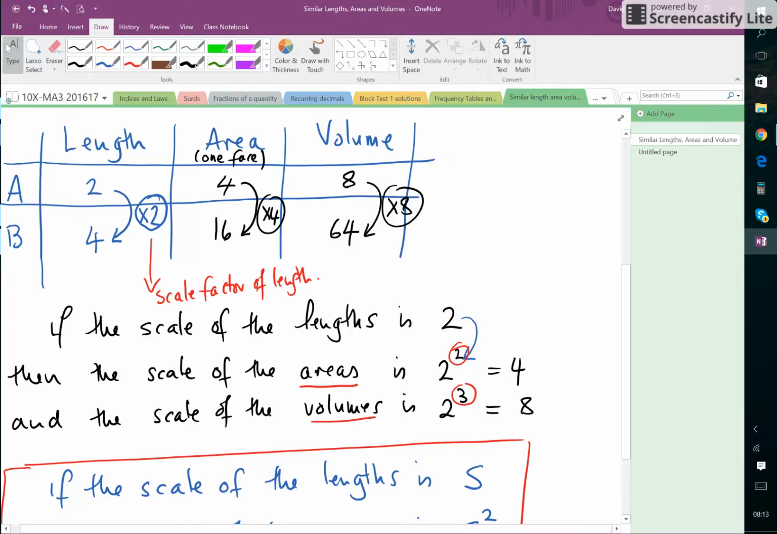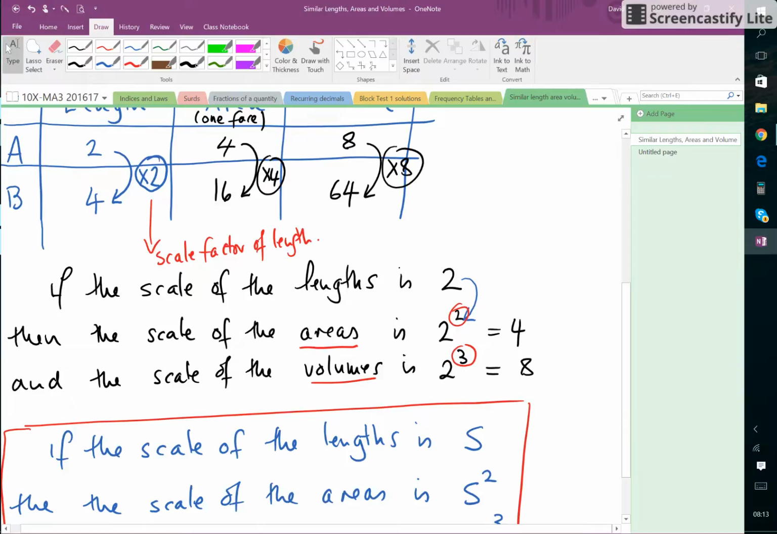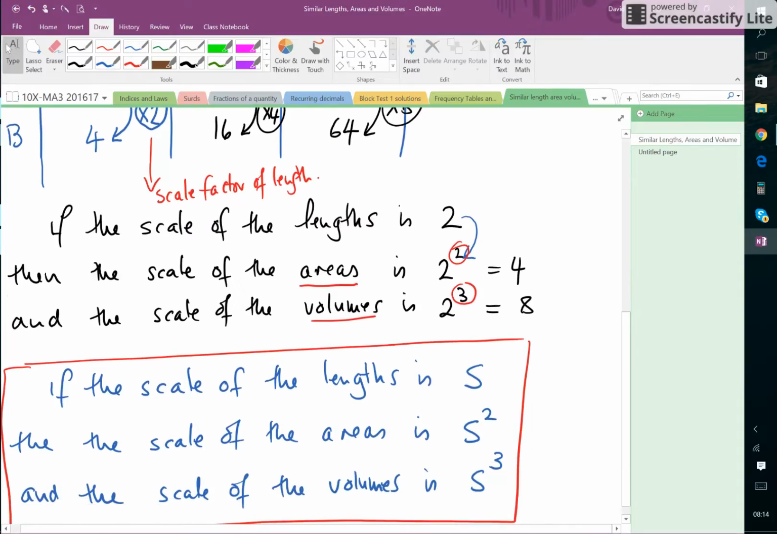Okay, so hopefully you've told me that the scale factor of the areas is s squared, and the scale factor of the volumes, again I'll pause, the scale factor of the volumes is s cubed.